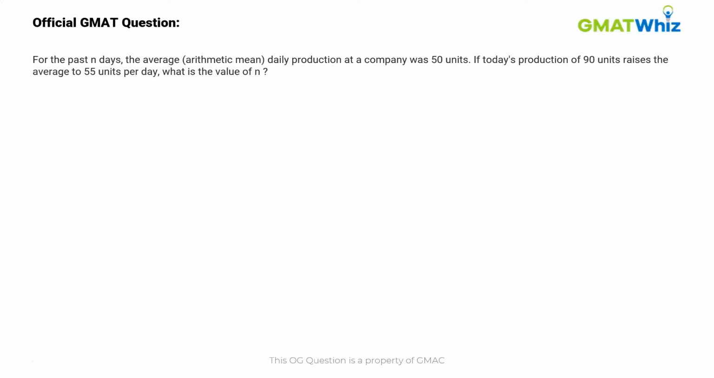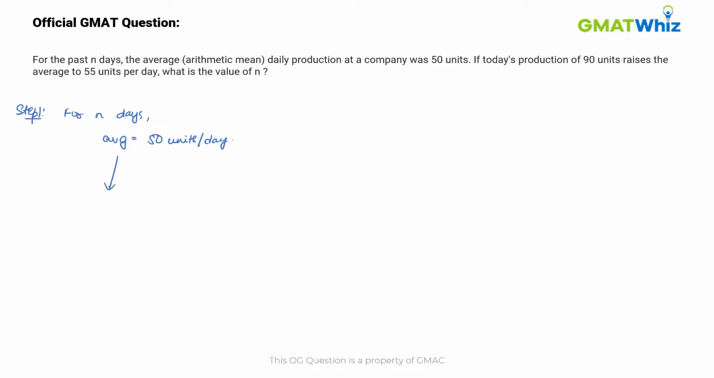In this question, we are given that for the past n days, the average daily production at a company was 50 units. So, for n days, the average is given to be 50 units per day. Now, 1 day's production of 90 units raises the average to 55 units per day.